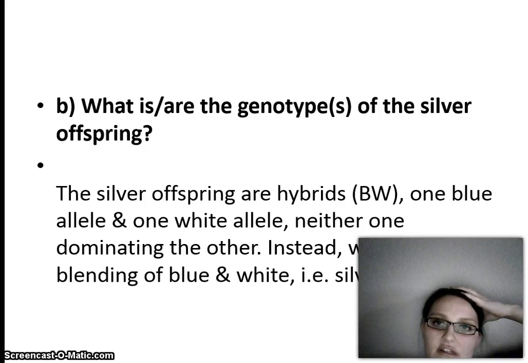For 1B, what are the genotypes of the silver? They have to be BW, with 1 blue allele and 1 white allele to show the mixing. Neither one will dominate each other, they will just blend instead. So I know when you mix blue and white in real life you get like baby blue, but for some reason on all of these standardized exam questions they say that you get silver.